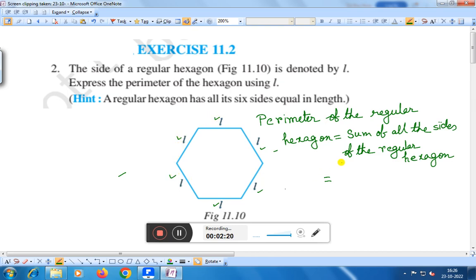Sum of all the sides, therefore we'll add, that is L plus L plus L plus L plus L plus L. That is equal to 6L, where 6 is the constant and L is the length of one side of the regular hexagon, right? This is the formula for the perimeter of the regular hexagon, that is equal to 6L.